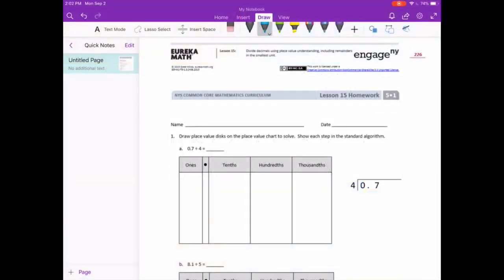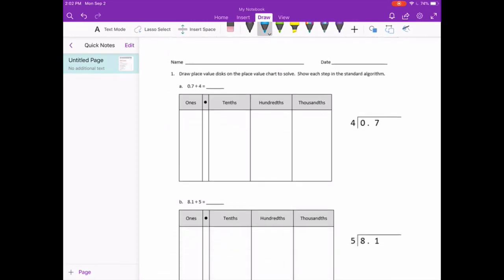Lesson 15 homework. Draw a place value disk on the place value chart to solve. Show each step in the standard algorithm. 7/10 divided by 4. So I'm going to start by drawing my 7/10. 1, 2, 3, 4, 5, 6, 7/10, and then we're dividing by 4.